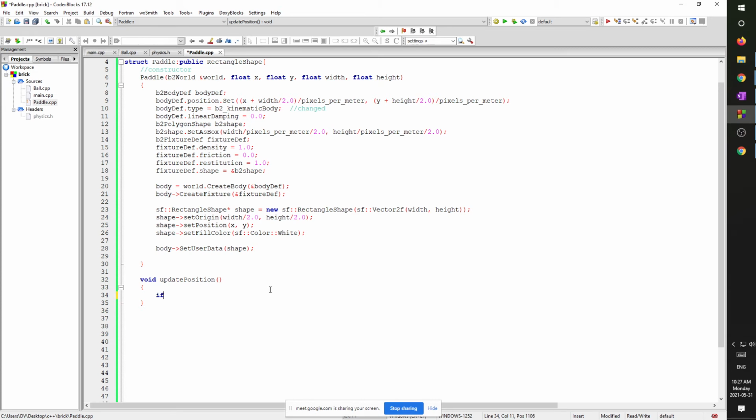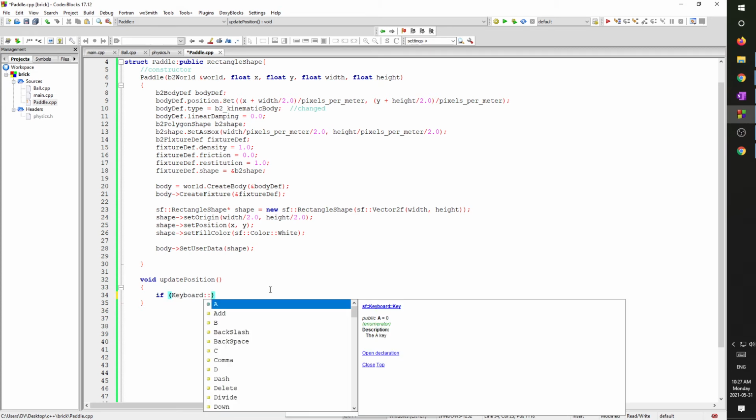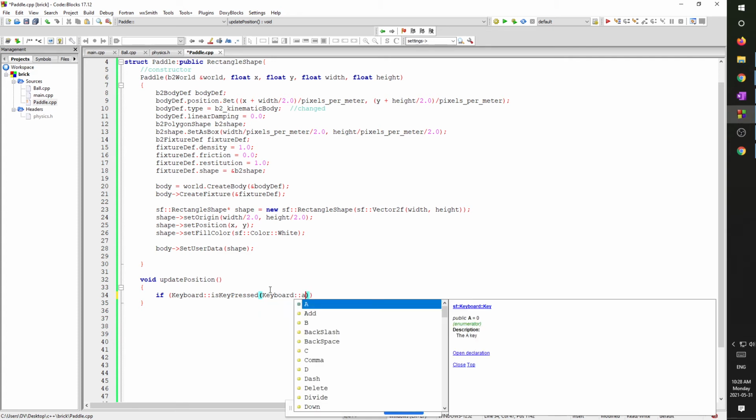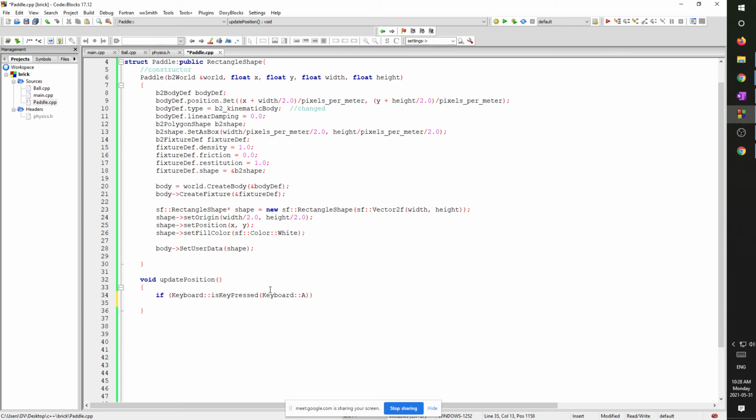And that will just be with some keyboard commands, right? If keyboard: is key pressed, is that the one? Yeah. And then you write keyboard: A, sure. If that's pressed, I'm going to set the velocity to, I'll set the velocity to my paddle, right?